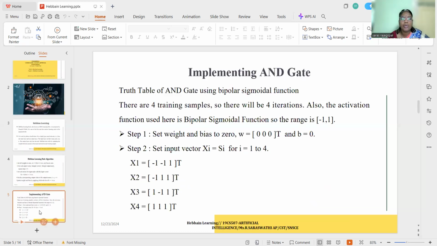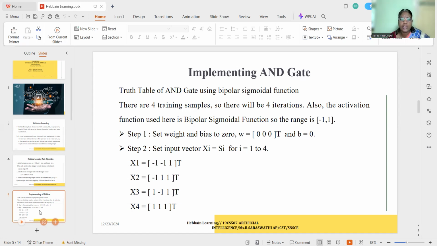This rule can be implemented by using an AND gate in the Hebbian learning rule. The Hebbian learning rule is one of the main learning rules in the neural network. First, construct the truth table of the AND gate using bipolar values. In the truth table of the AND gate, when both the inputs are true, we set the output to 1. If either input is false, the output will be false. These are the conditions for the truth table of an AND gate.